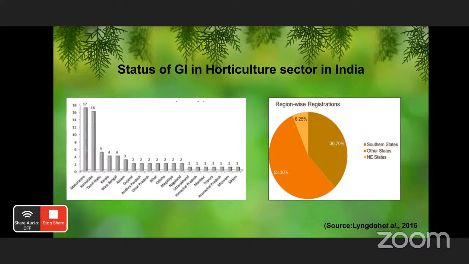So many things, it's a complicated process. So we need some experts in the field, technical experts and experts in law. Only then is it a techno-legal document. First of all, a GI application is a techno-legal document. So we have to have the technical expertise as well as legal expertise. Only then can we go for the filing of a GI application.